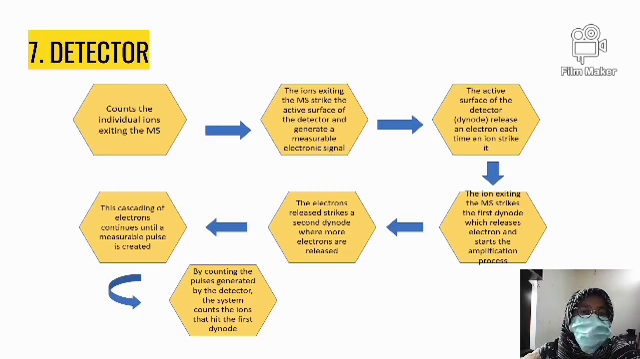The released electron strikes a second dynode where more electrons are released. This cascading of electrons continues until a measurable pulse is created. By counting the pulses generated by the detector, the system counts the ions that hit the first dynode.